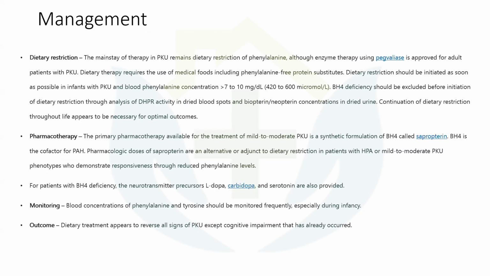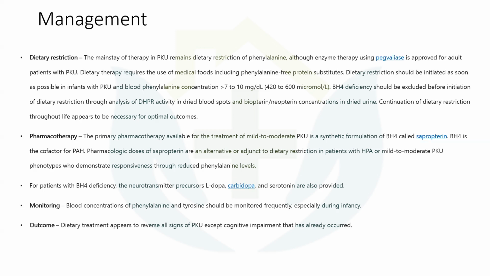Next slide, please. So here also the main management is the dietary restriction of phenylalanine, because we don't have the enzyme to metabolize this amino acid. So we should restrict the intake of phenylalanine. And there is an enzyme therapy, pegvaliase, that is approved for adult patients with PKU. But the mainstay of therapy is dietary therapy, dietary restriction.